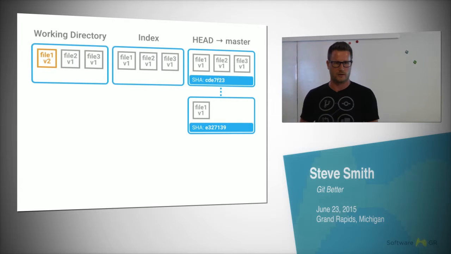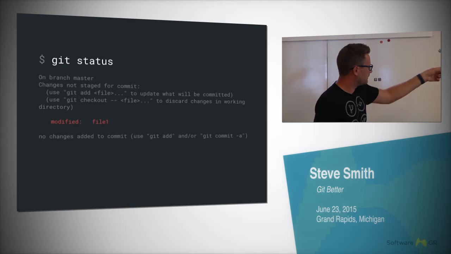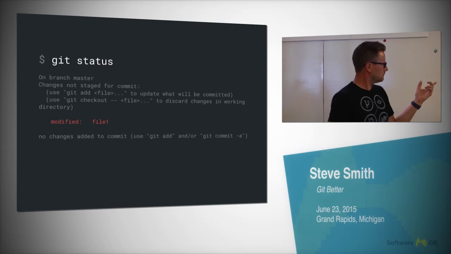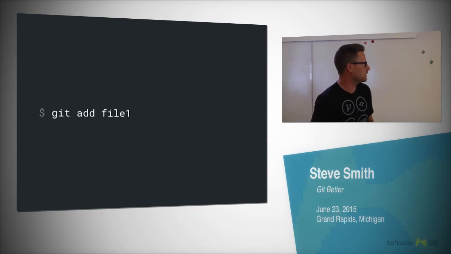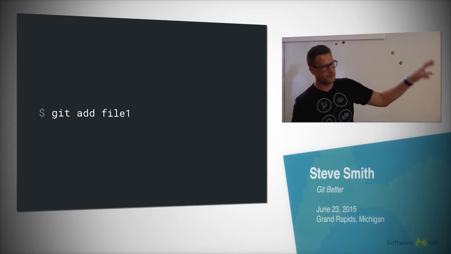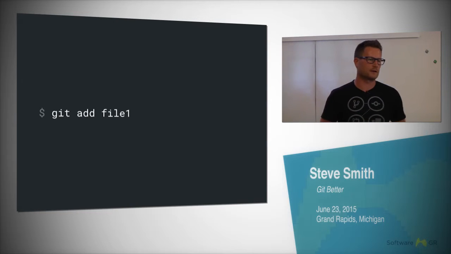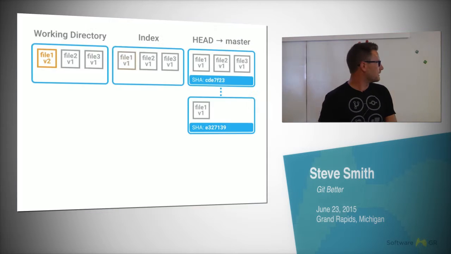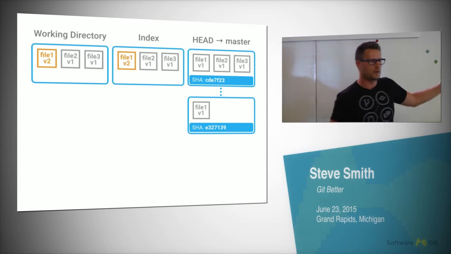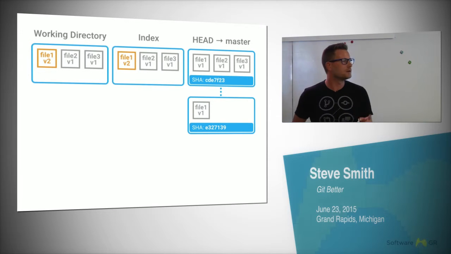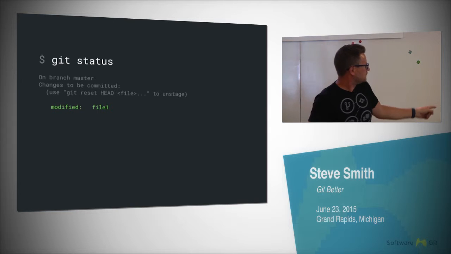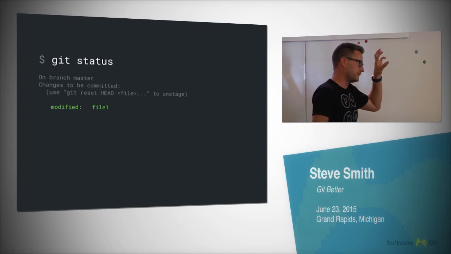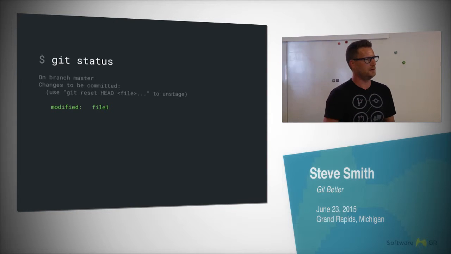So you can imagine what a git status is going to be. It's going to be a red file 1 because, again, we've modified file 1, but that version is not in our index. So if we add that to the index, boom, now that file gets moved over to the index tree. You see it's green now because the difference between index and head is that new file.